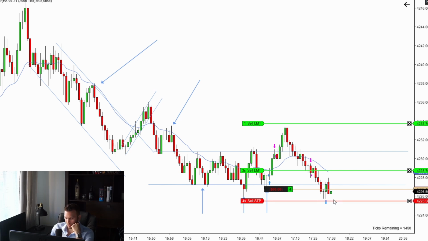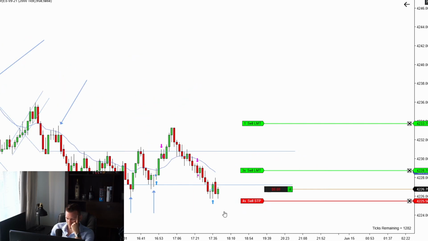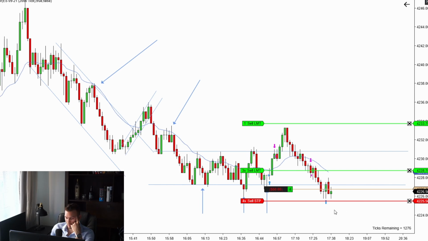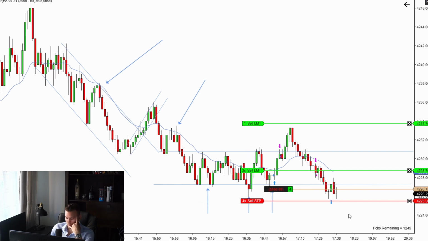We were one tick away from getting stopped out here. Come on. Keep pushing higher. This is why I don't tighten the stops. I don't monkey with them. I just leave it where it is.